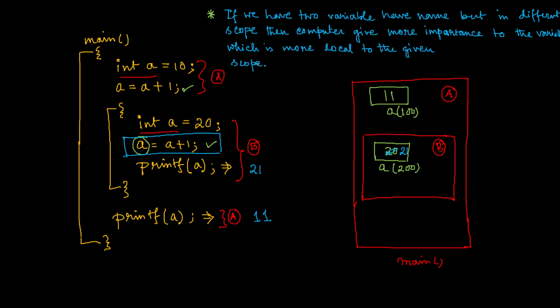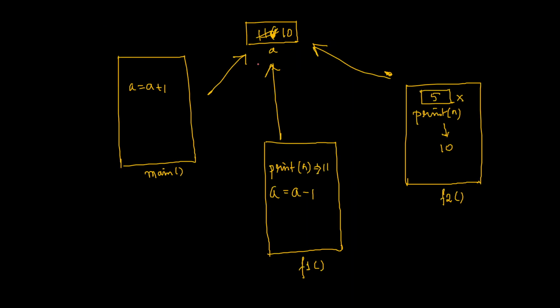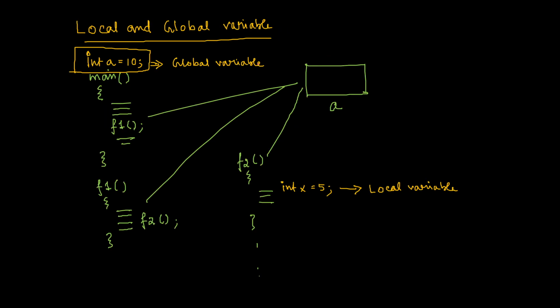So last day we have discussed the concept of scope, and we have seen the basic difference between local and global variables. And in the previous class, we considered a situation where we have a number of functions within the same program, right?